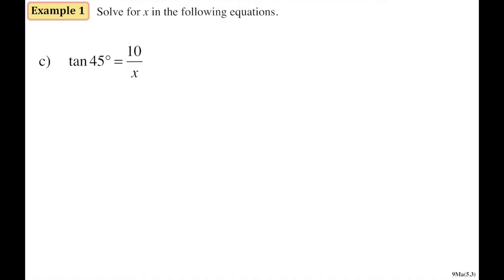So let's try it. Solve for x in the following equation here. Tan 45 equals 10 over x. X is on the bottom of the fraction, so we're going to play the switchy game. So we're going to switch the x and the tan 45, which means x is 10 over tan 45. Put that into your calculator, and you end up with 10. Let's try it again. Oh, we're looking for an x that's on the bottom of the fraction, so let's play switchies.